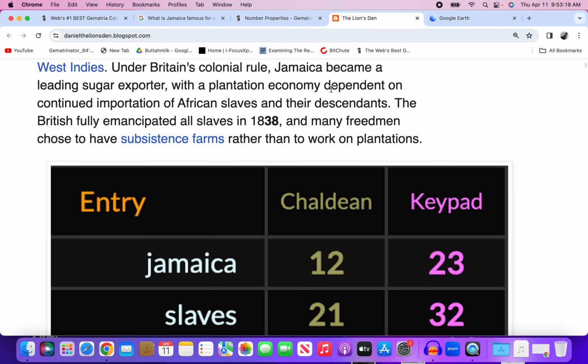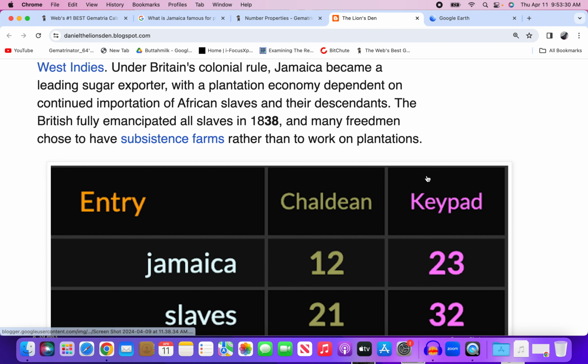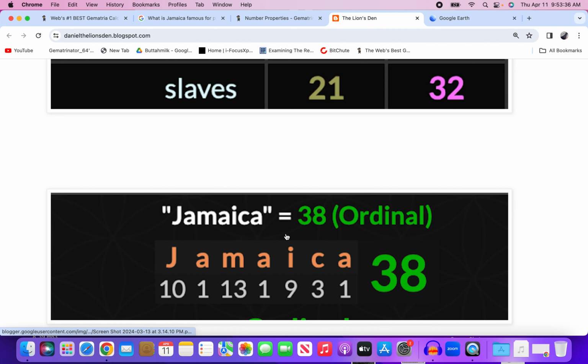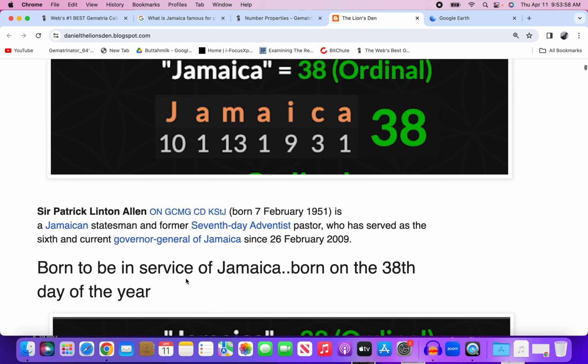So I noticed in these two ciphers that Jamaica and slaves are very similar. Jamaica 12, slaves 21, the reflection of 12, also 23 and 32. And when we look at Jamaica, as I mentioned, it is 38. They freed the slaves in 1838. And there's something called a Governor General of Jamaica, and I was always interested by that. And it's Sir Patrick Linton Allen, born February 7th, 1951. And he was born on the 38th day of the year. And as we talked about, Jamaica equals 38. So that's interesting.